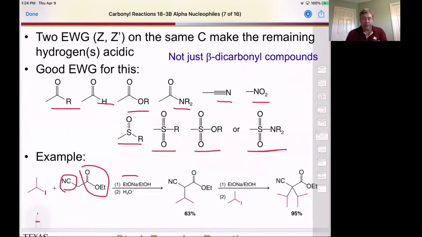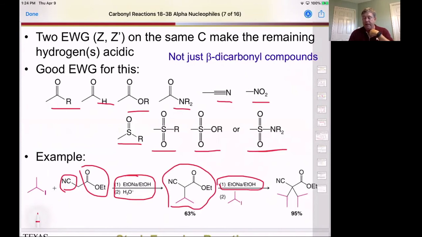We can use the base here, just the alkoxide base, to generate our first substitution. And then once we have our first substitution, these are actually acidic enough to use an alkoxide again to generate it and get our second substitution here. So once you make those hydrogens on that alpha carbon acidic enough, you can use any of those functional groups.